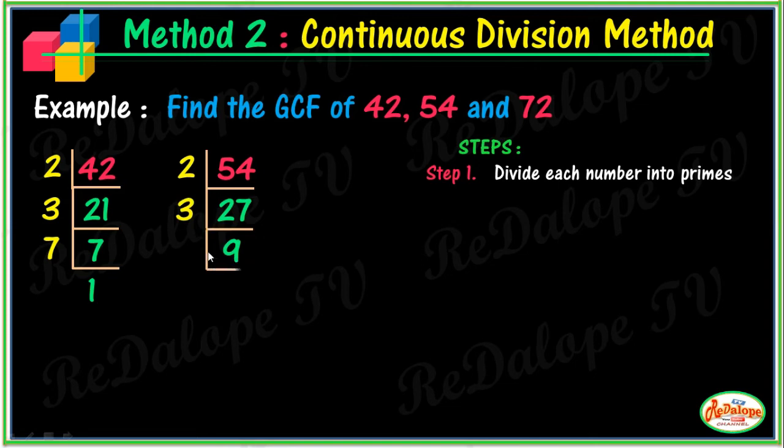9 divided by 3, so that is simply 3. Then 3 can be divided by itself, that is 1. Since 1 is the quotient here, therefore we stop.